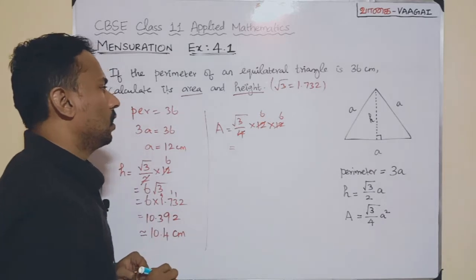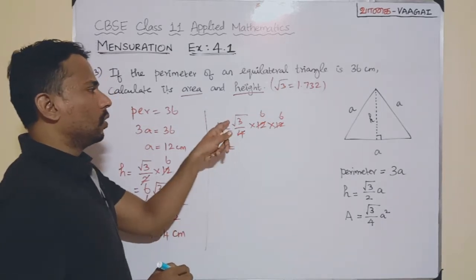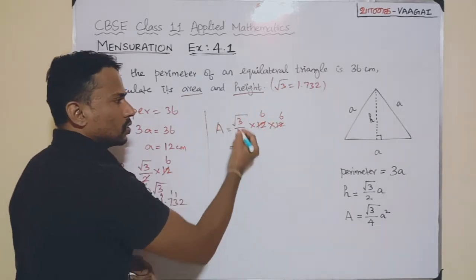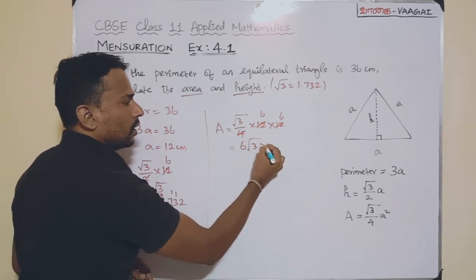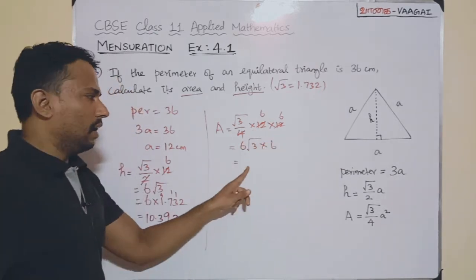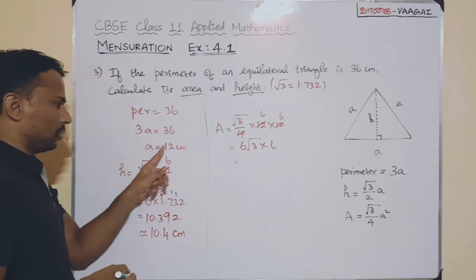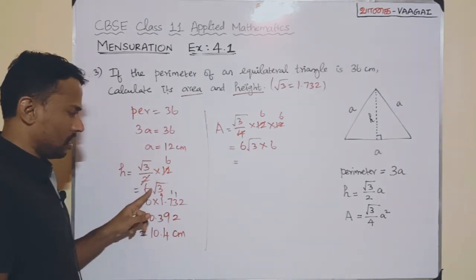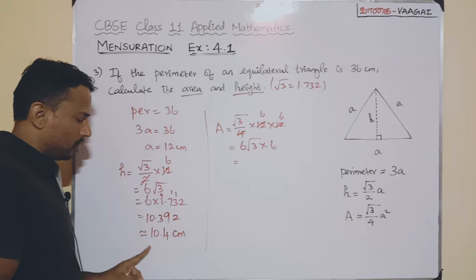Okay, fine. Now you see here, I already have root 3 into 6 into 6. So this is nothing but 6 root 3 into 6. Is it or not? Already we have the value of 6 root 3 here itself. 6 root 3 is what we found here. We simplified it to 10.4.